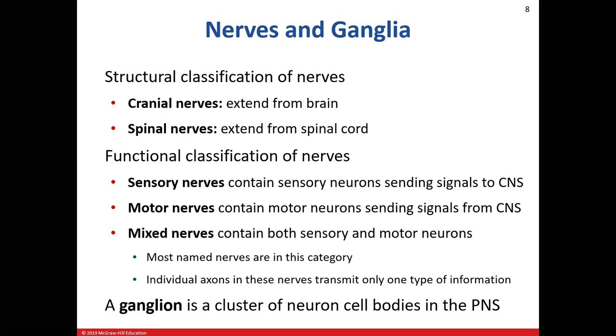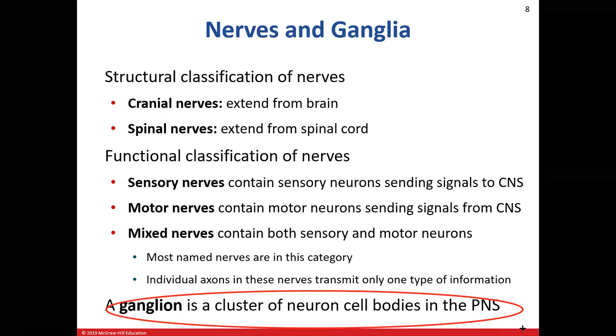Now, the other component of the PNS is a ganglion. And a ganglion simply is a cluster of neuron cell bodies that we find within the PNS. So again, this is another one of those definitions, a bolded term, that we do want to know what the definition is. So again, it's a cluster of neuron cell bodies that we find in the PNS.